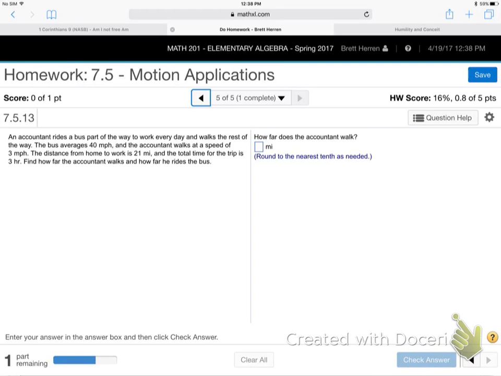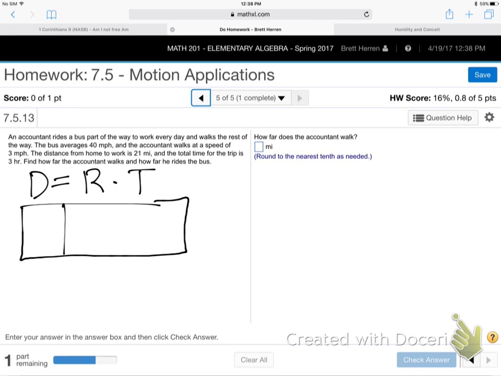So an accountant rides a bus. Yeah, this one's a tricky one. Let me just dive right in and help you with this one. Okay, distance equals rate times time. So he rides a bus part way and he walks part way. So there's the bus and there's the walking. All right.